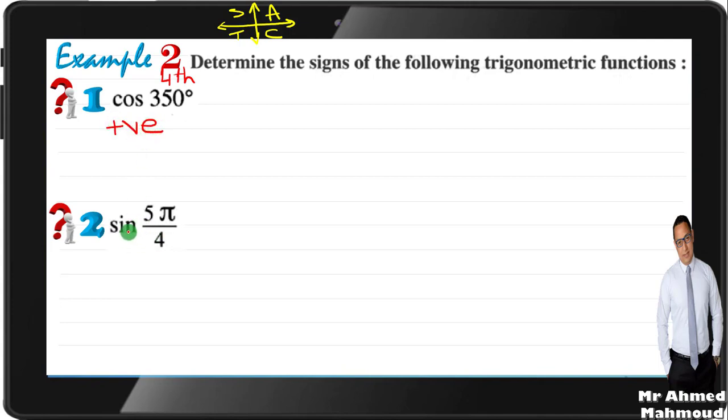Here, sine 5 pi over 4. Remember, pi equals 180, so it will be 5 times 180 over 4, equals 225 degrees. Okay, 225 belongs to the third quadrant. Tan in the third quadrant is positive and the rest are negative, so it will be negative.